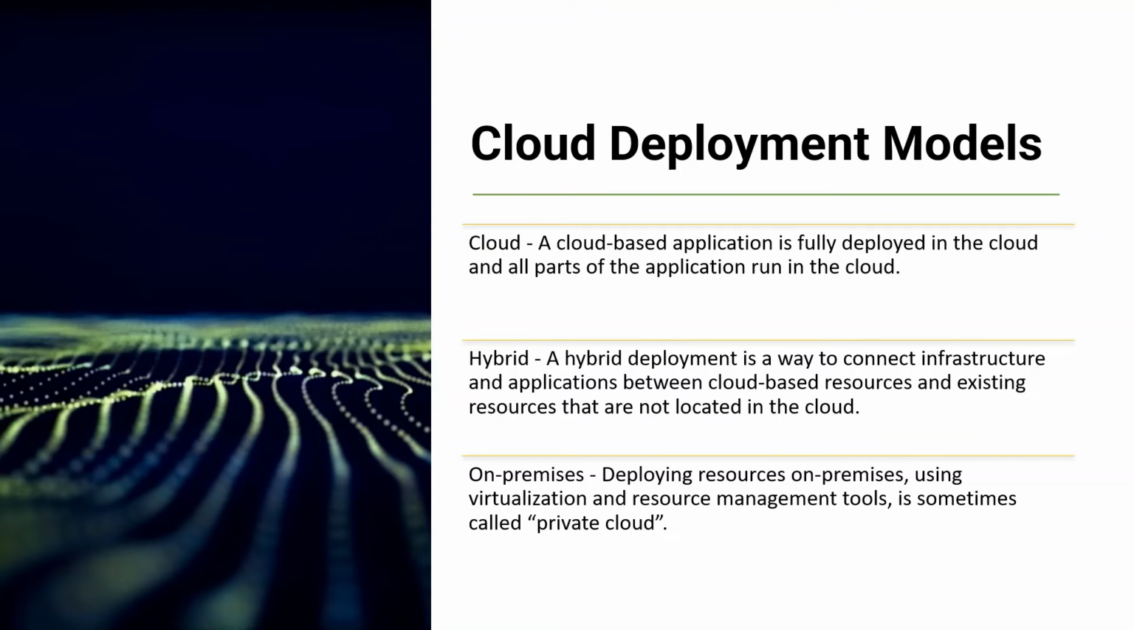So this is deploying resources on premises using virtualization and resource management. A private cloud can be physically located in the company's on-site data center. Some companies also pay third-party service providers to host the private cloud. A private cloud is one in which the services and infrastructure are maintained on a private network.